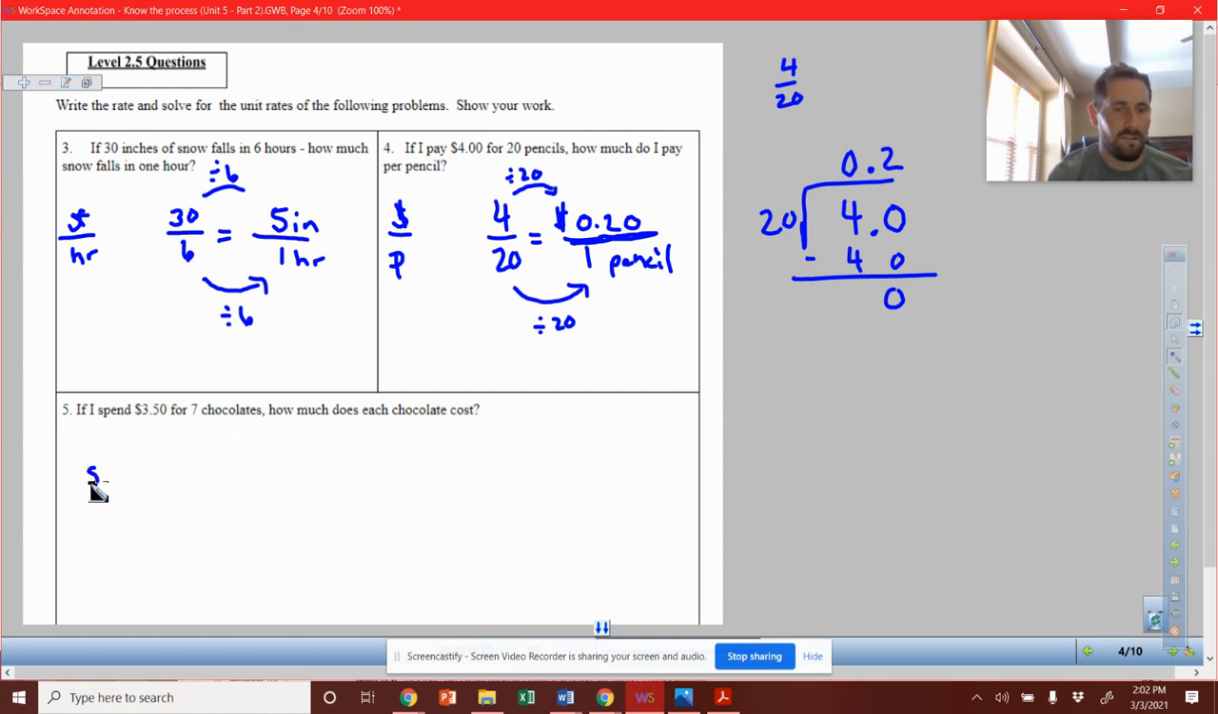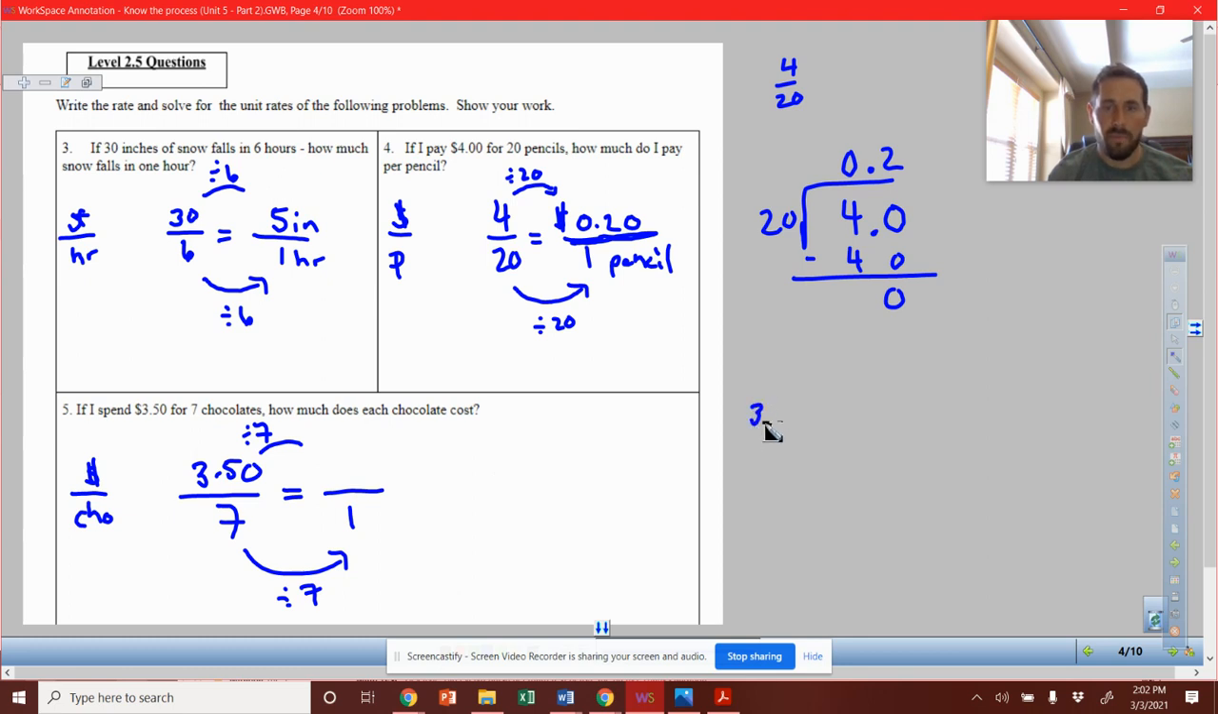So it's a cost per chocolate, right? So our cost is 3.5, or $3.50 divided by 7 chocolates. Turn that into 1. So what did we do to 7 to turn it into 1? We divided by 7. So then we can go over here and divide by 7 as well. So doing my long division somewhere, we've got 3.5 divided by 7.